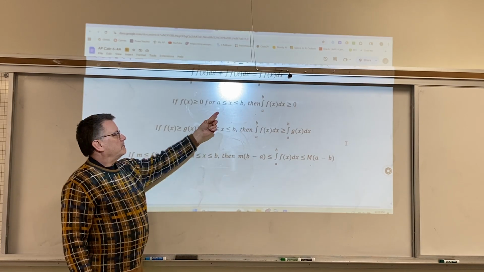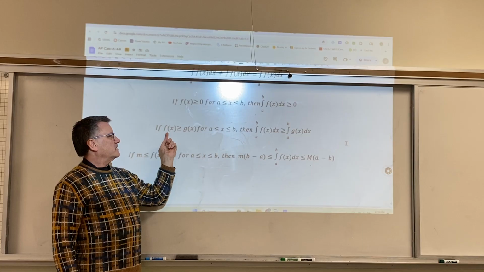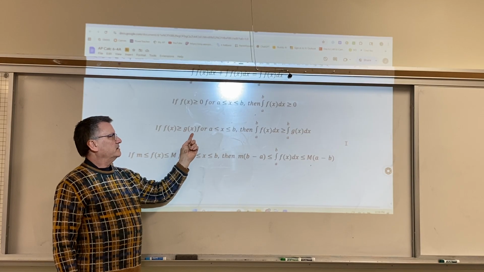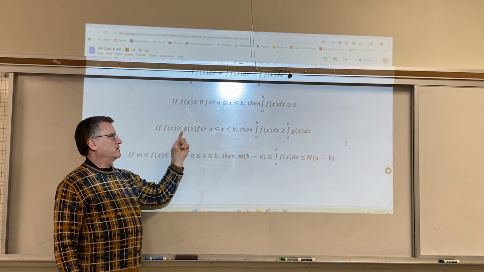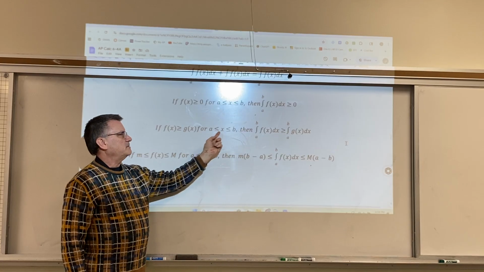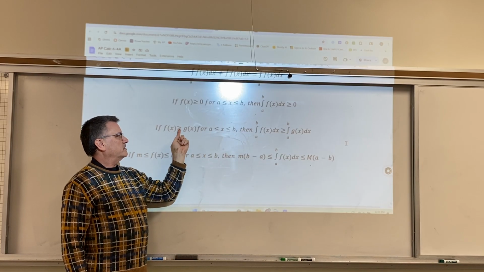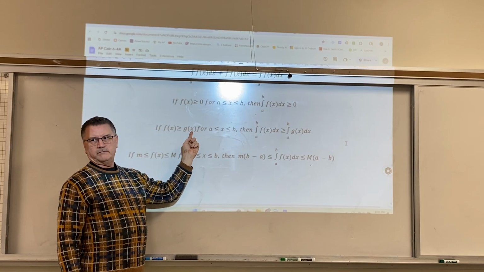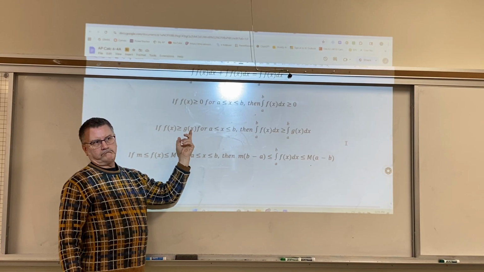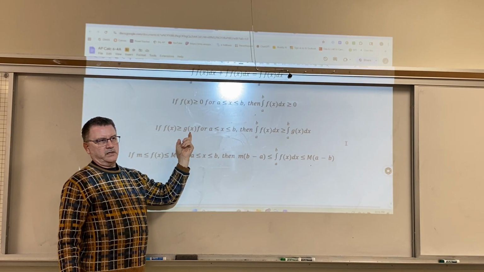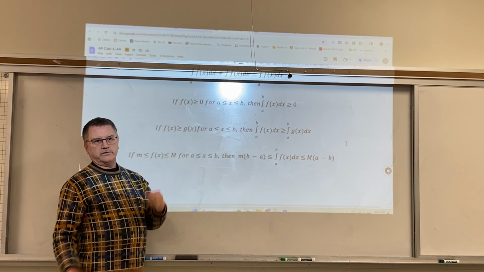But that leads into this: if this function is bigger than this function, at least in the interval I'm interested in, then the integral of this function is going to be bigger than the integral of that function. Okay. Again, I'm not sure how often that's going to save me in the future, but it is true.